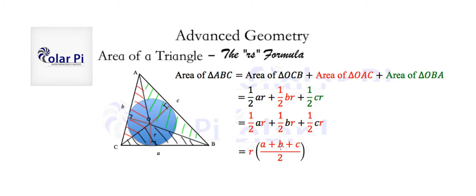But you heard me say the S word earlier, semi-perimeter. Note that A plus B plus C, or little a plus little b plus little c, is the perimeter of triangle ABC, and so half of it is the semi-perimeter. The semi-perimeter refers to any triangle; it's half of the perimeter. So then we can write this formula more succinctly as R times S.